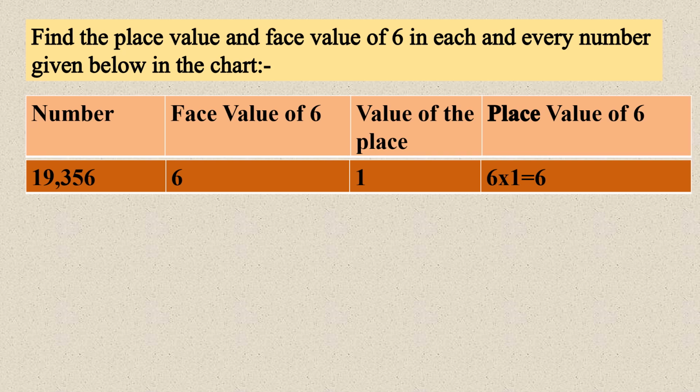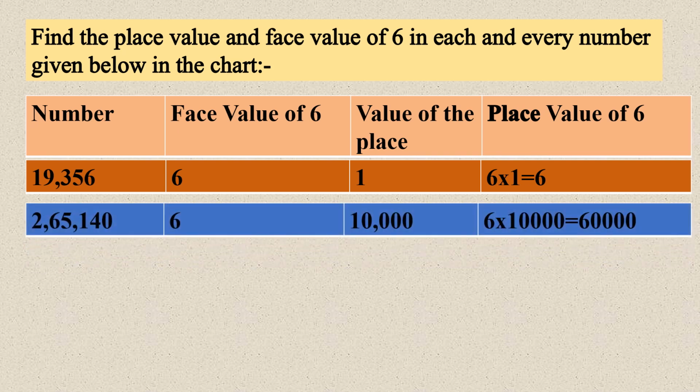Let's take another example. 2,65,140. The face value of 6 here is the digit itself. So face value of 6 is 6. Value of the place is 10,000 as 6 is staying in 10,000 place. So place value of 6 is 6 multiplied by 10,000 and that is 60,000. Let's take another example.